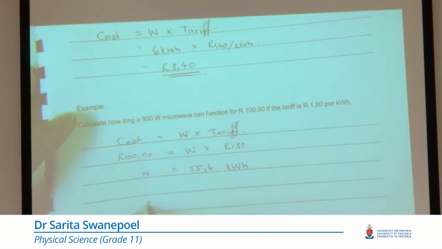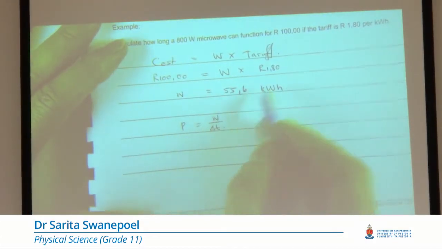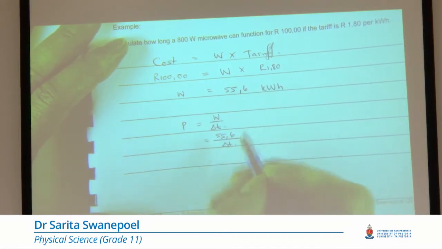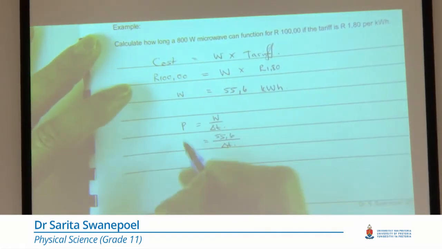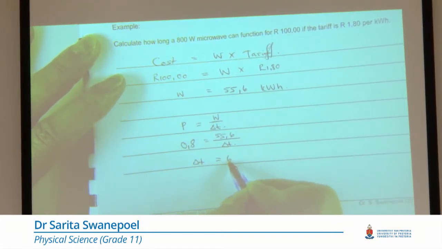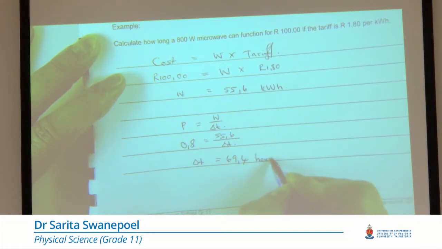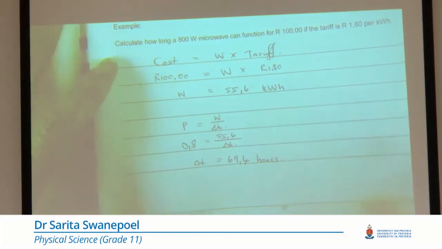And then you go to P equals W over delta T, right? Now I know the energy is 55,6 kilowatt hours. I'm looking for the time. With an 800 watt microwave, I have to put it in as kilowatts, so that should be 0,8. And then I get the time, and the time is 69,4. Hours, seconds, minutes? Hours. In that one, it's always hours. Are you happy? Right, so this is the background.